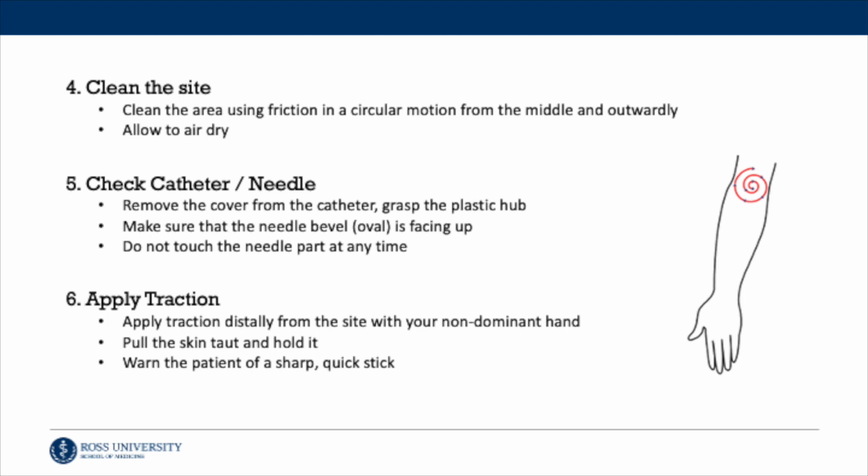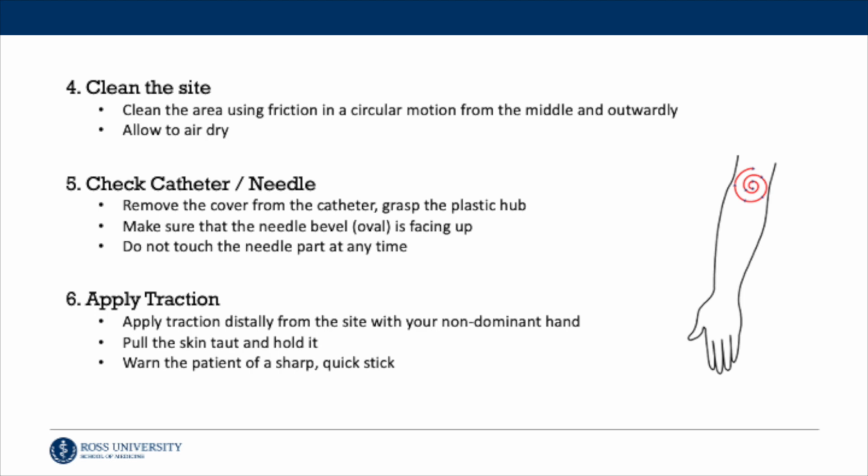Clean the area using friction in a circular motion, starting in the middle and then rotating outwardly. This will minimize the risk of reintroduction of bacteria to the planned insertion site. Now you're going to check the catheter and the needle. You will start by removing the cover of the catheter, grasping the plastic hub. Make sure that the needle bevel is facing upwards. Do not touch the needle part at any time.